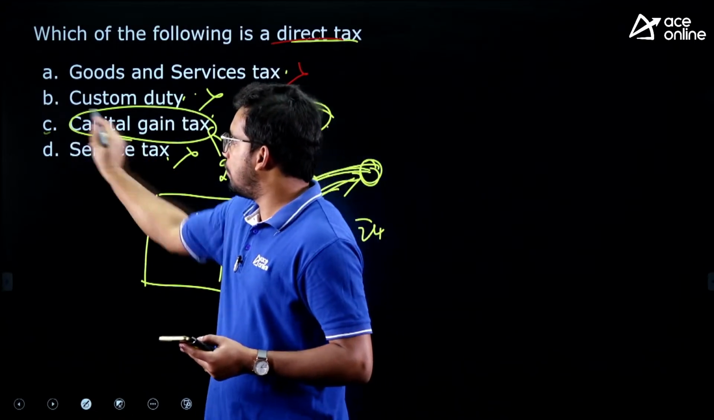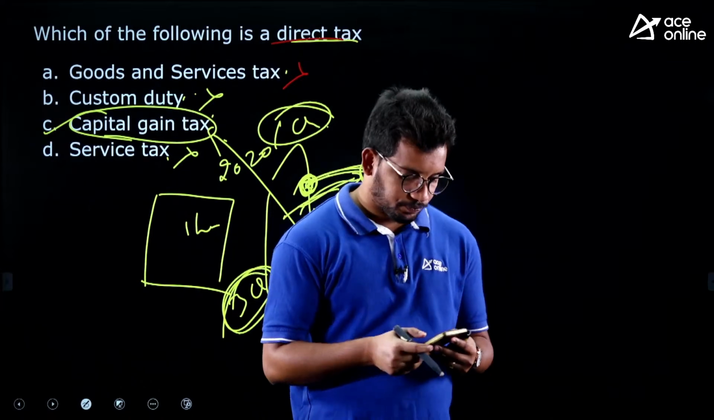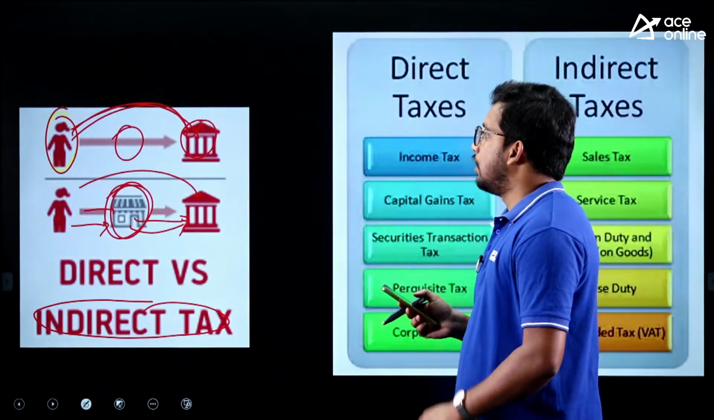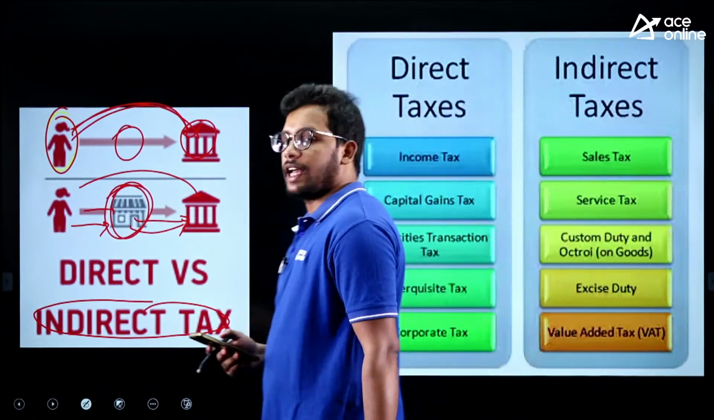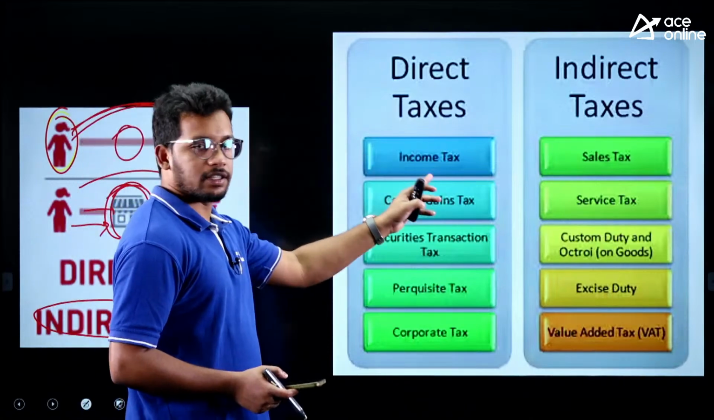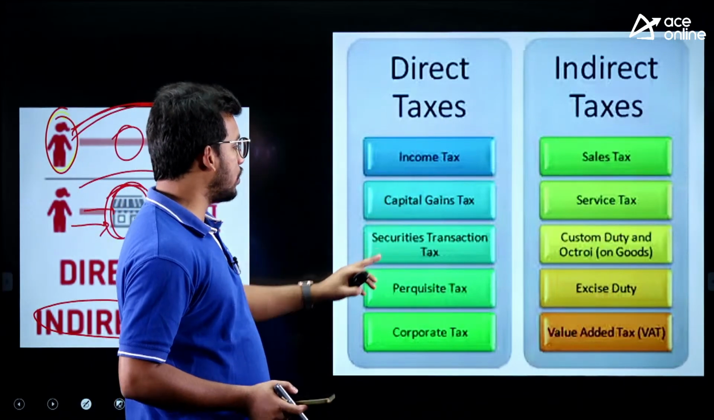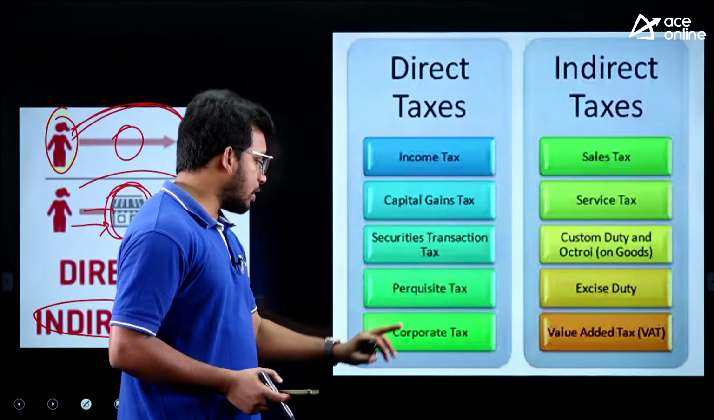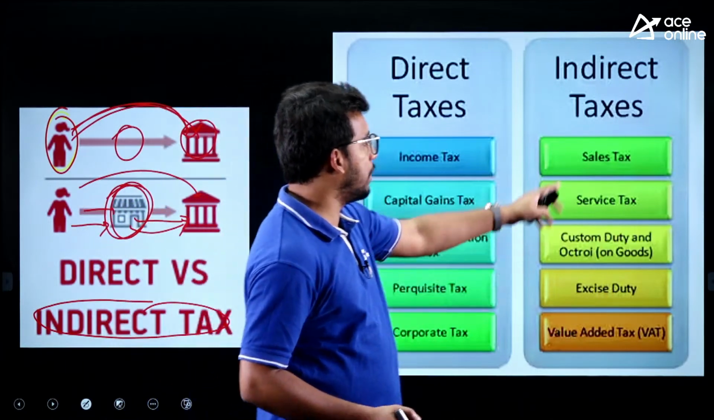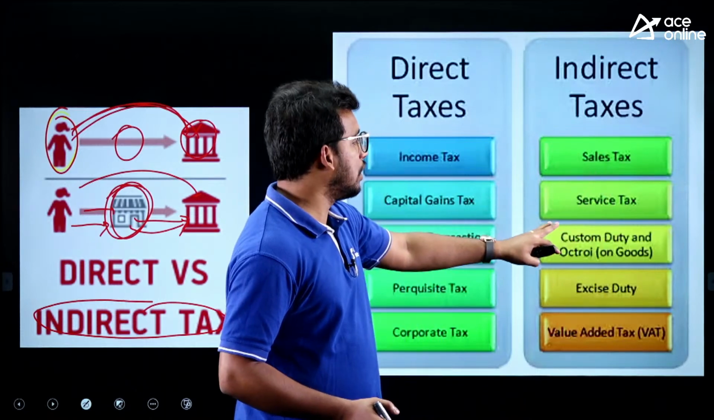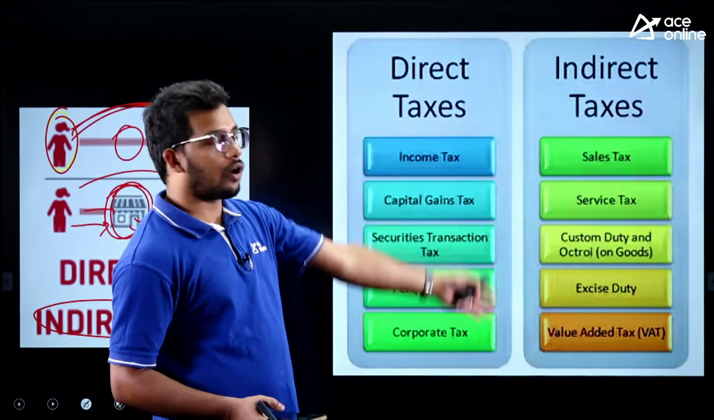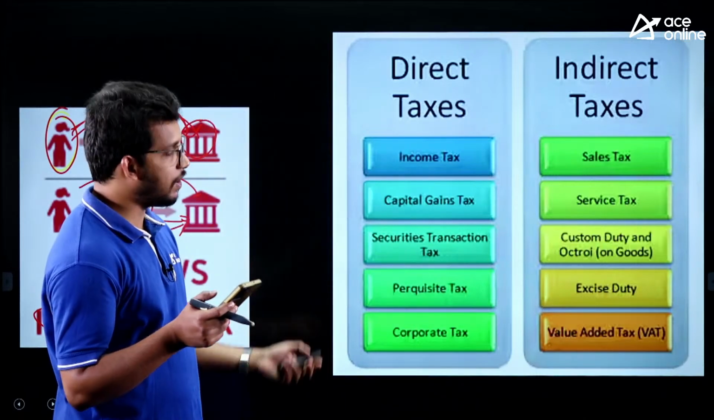So Chakradhar, very good. So the answer is C. Right? You can see the list of direct taxes and indirect taxes. You can also remember these things. Direct taxes are income tax, capital gains tax, securities transaction tax, perquisite tax, and corporate tax, where companies directly pay to the government. Sales tax, GST, service tax, custom duties, excise duties, value added tax: these are all indirect taxes, and are very, very important.